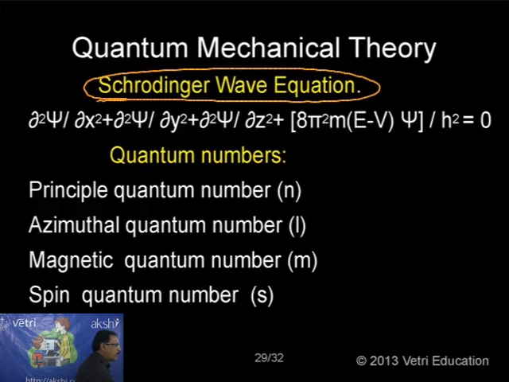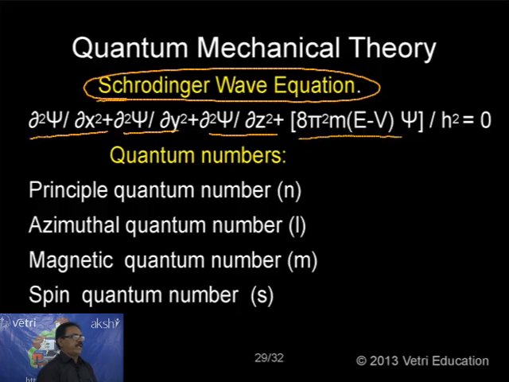Dou square psi by dou x square, plus dou square psi by dou y square, plus dou square psi by dou z square, plus 8 pi square m into E minus V into psi divided by h square equals 0. This is the Schrödinger wave equation proposed by quantum mechanical theory. What are the factors here? Psi is the wave function.